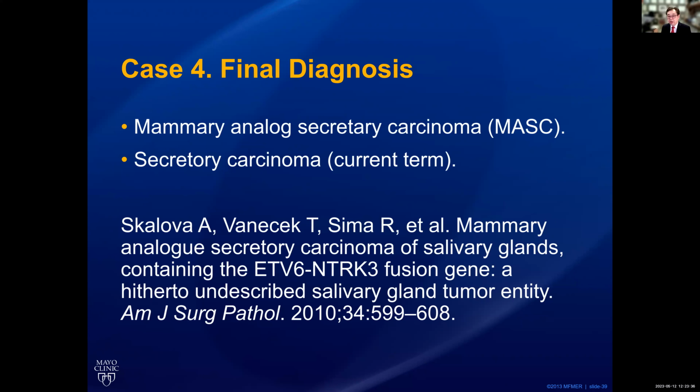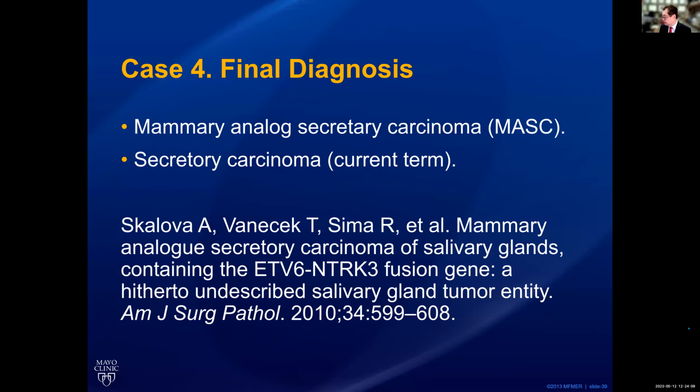is the primary pathologist who first described this entity in 2010, published in the American Journal of Surgical Pathology. She noticed this group of tumors looked like a secretory carcinoma of the breast, and she did FISH to identify the ETV6-NTRK3. It showed an identical translocation. That's why she called it mammary analog secretory carcinoma.